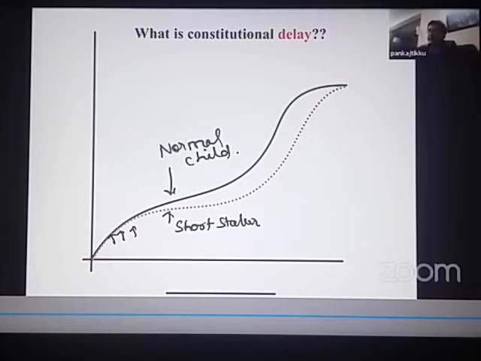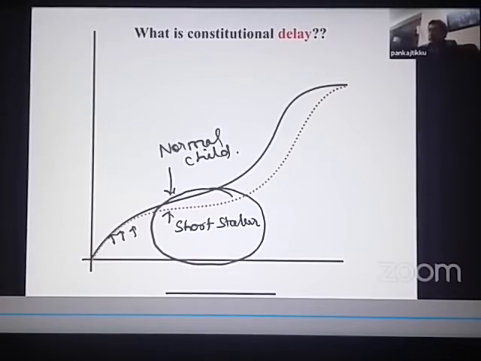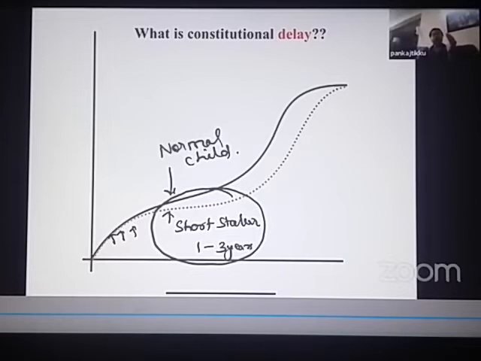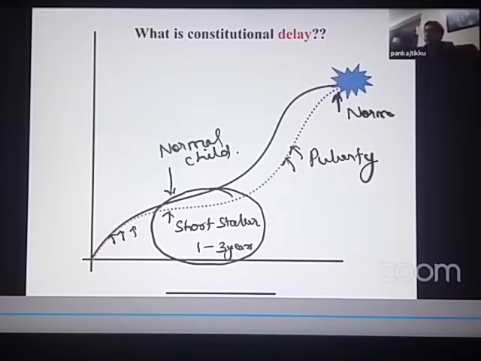Then suddenly, somewhere around 1 to 3 years of age, the child starts to show a slight decrease in the growth velocity. But later on, around the adolescent time, the puberty time, the child grows faster than other children. So the ultimate stature that they achieve is almost the same as that of other children. So a normal stature is achieved. At least initially the child may be short, but later on the final height will be normal.